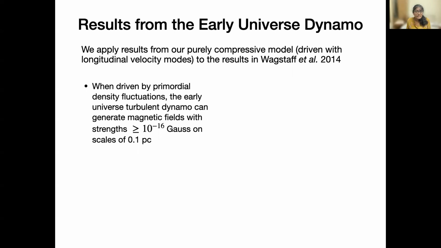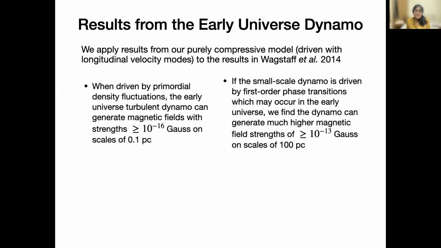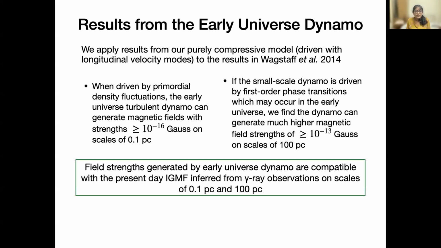2014. And we find that when driven by primordial density fluctuations, the early universe turbulent dynamo can generate magnetic fields with strengths greater than 10^-16 Gauss on scales of 0.1 parsec. If the small-scale dynamo is driven by first-order phase transitions, which may occur in the early universe, the dynamo can generate much higher field strengths greater than 10^-13 Gauss on scales of 100 parsecs. Field strengths generated by the early universe dynamo are compatible with the present-day IGMF inferred from gamma ray observations on scales of 0.1 parsec and 100 parsecs.